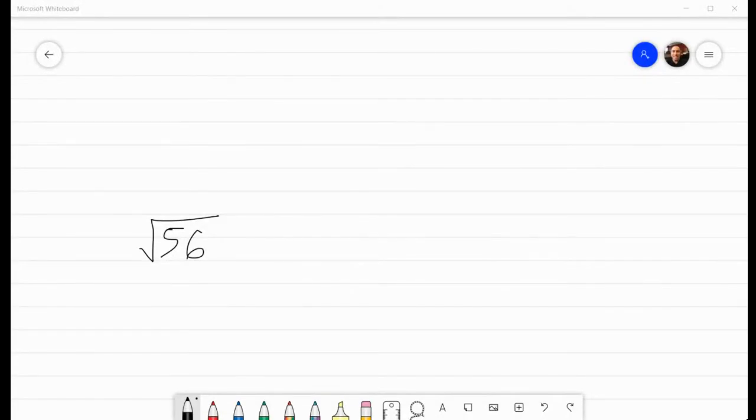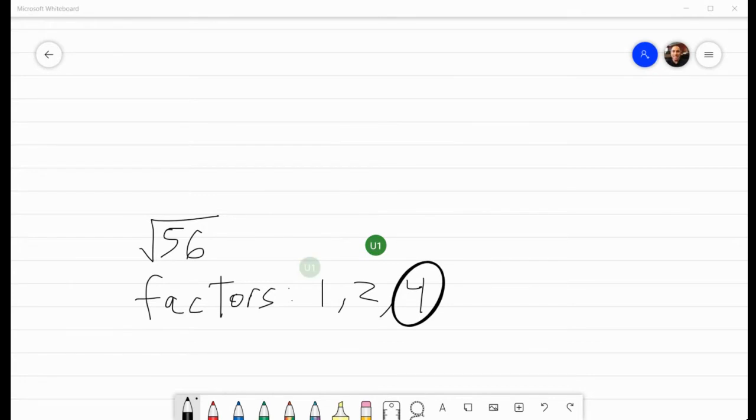Okay, so we want to simplify this, and we want to see if it is simplified. Well, if you look at 56, the factors of it are 1, 2, 4. I mean, you could keep going, but really just seeing that 4 is a factor is enough, because 4 is a perfect square. So is 1, but 4 is a perfect square. So that tells you this is not simplified.